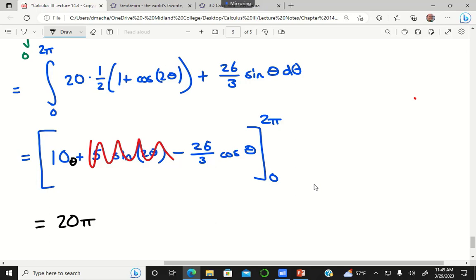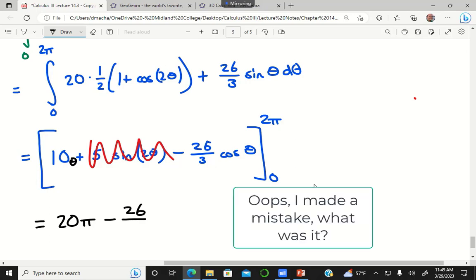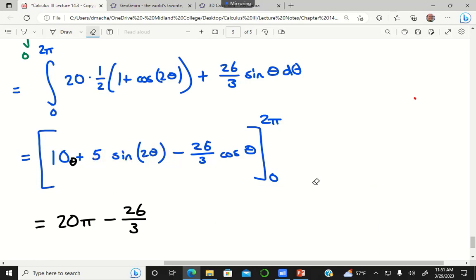Cosine of 0 is 1. Cosine of 2 pi is also 1. So cosine at either bound is 1. So that'd be 26 over 3 minus 26 over 3, and that would cancel itself out. So now I just have 20 pi.